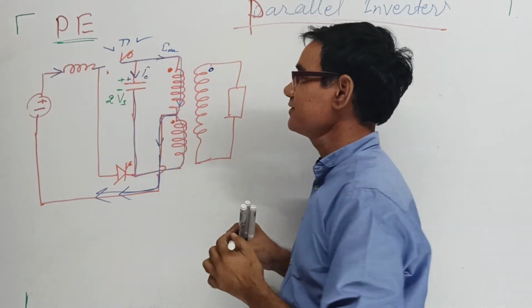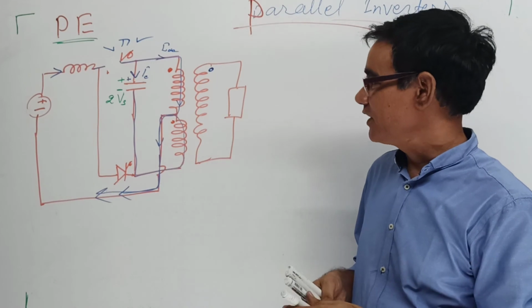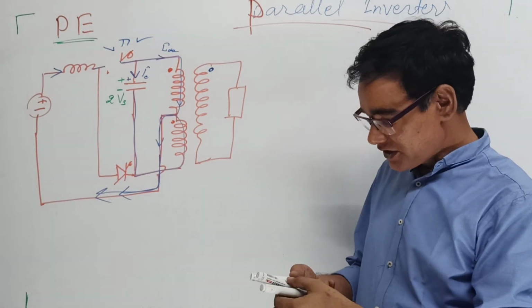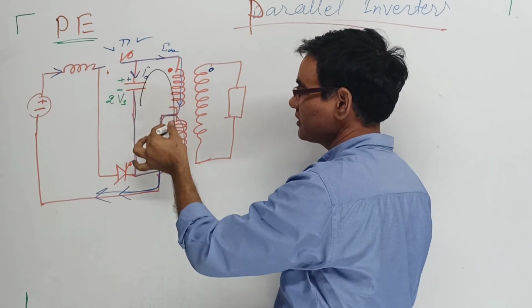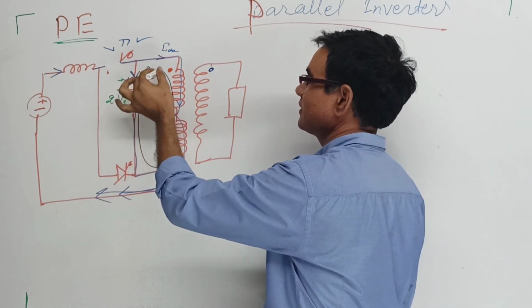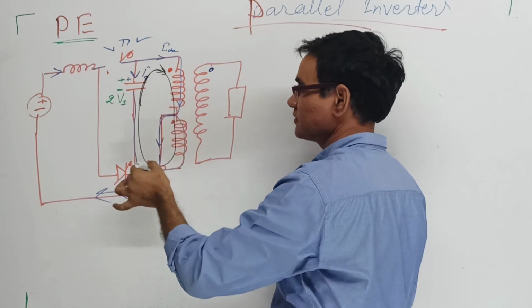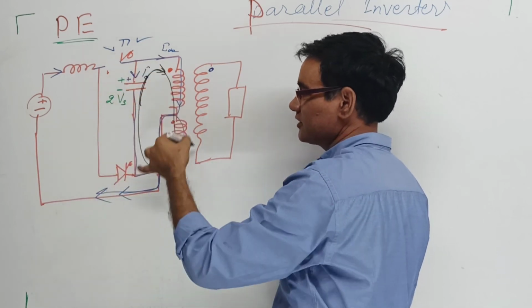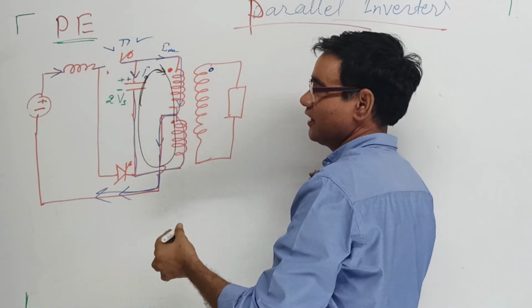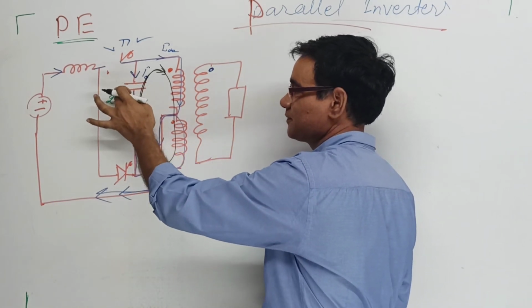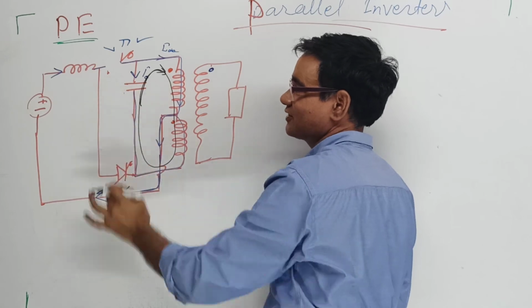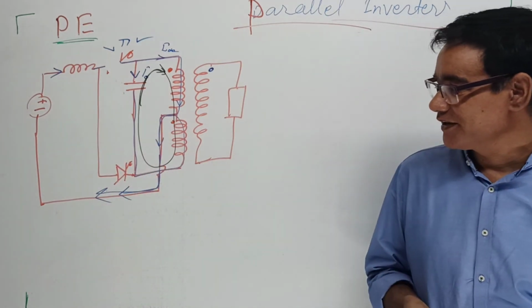what happens? This capacitor gives the current and the capacitor discharges, and this is the flow of the current like this. And during this flow, it gets totally discharged in the off cycle.